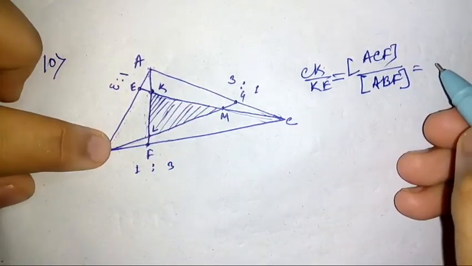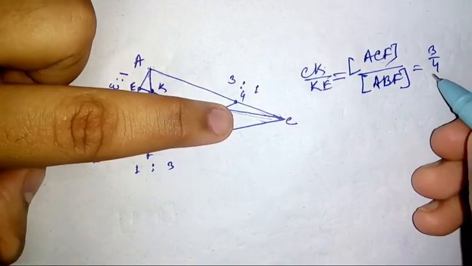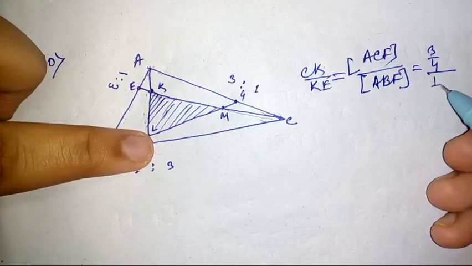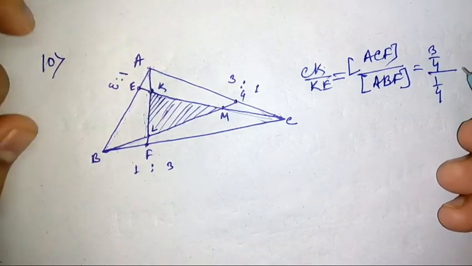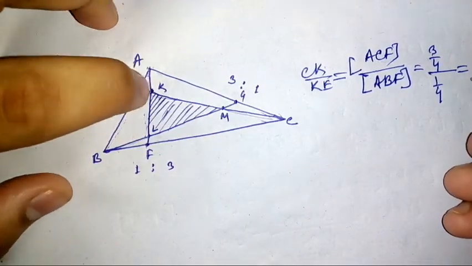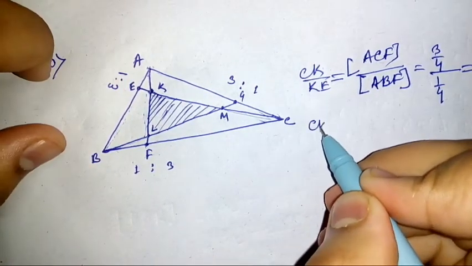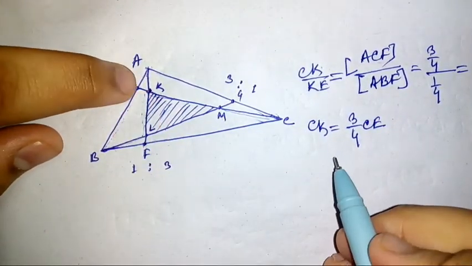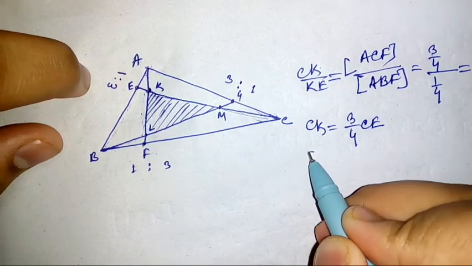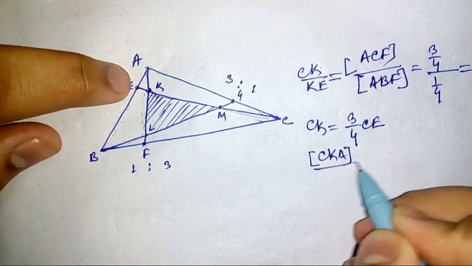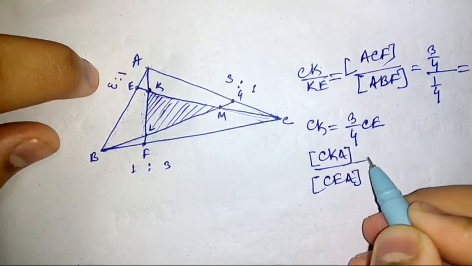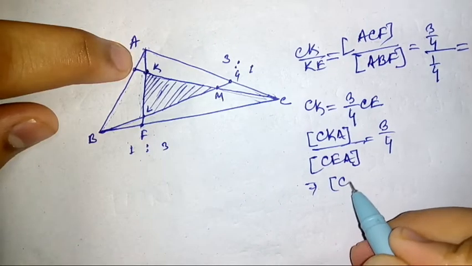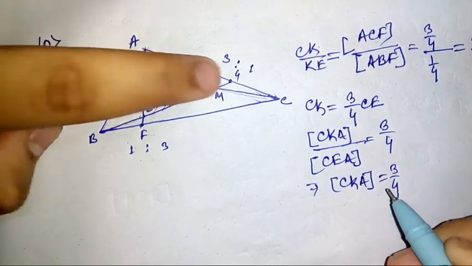We can write ACF as 3/4 of this whole triangular region's area, and ABF is 1/4 of this whole triangular region's area. So this one will be 3/1. So this is 3:1. So CK is 3/4 of CE. Since it is 3/4 of CE, we can define this as area of triangle CKA by area of triangle CEA, the base ratio, so 3/4. So area of triangle CKA will be 3/4 of the area of triangle CEA.